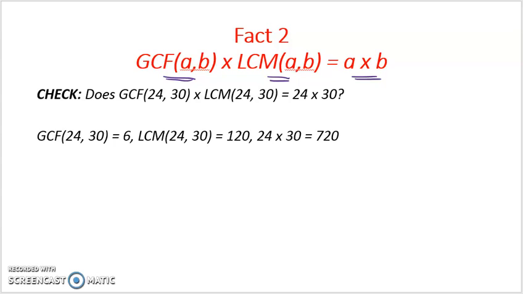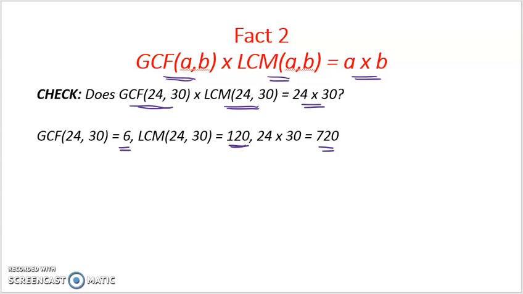In earlier videos, we've found the GCF of 24 and 30. We found the LCM. So let's just check. Does the GCF of 24 and 30 times the LCM of 24 and 30 equal 24 times 30? Well, 24 times 30 is 720. The GCF from an earlier video of 24 and 30 is 6. The LCM of 24 and 30, again from an earlier video, is 120.